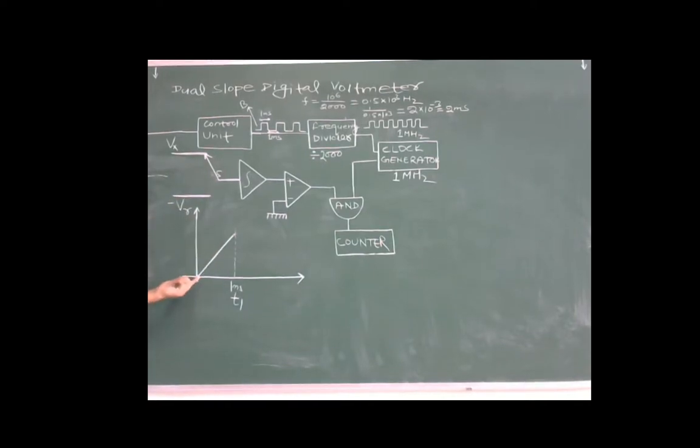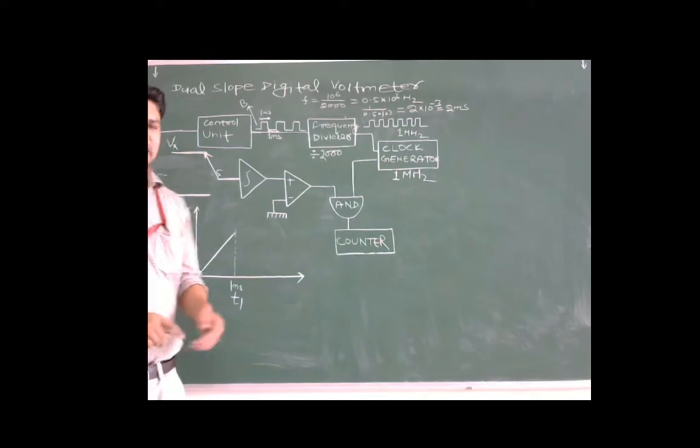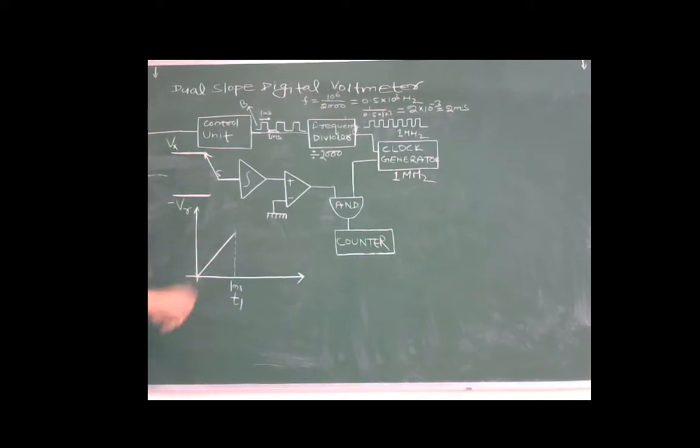That's why this slope is increasing, and this slope is directly proportional to the amplitude of this input voltage Vx, because as the value of Vx increases, this slope also increases. If Vx is increasing, then the rate of change of this signal will also increase. If Vx is decreasing, then the rate of change of this signal will also decrease.